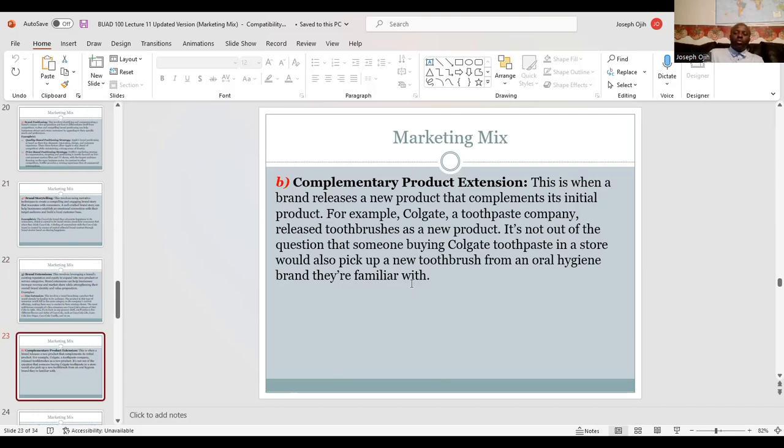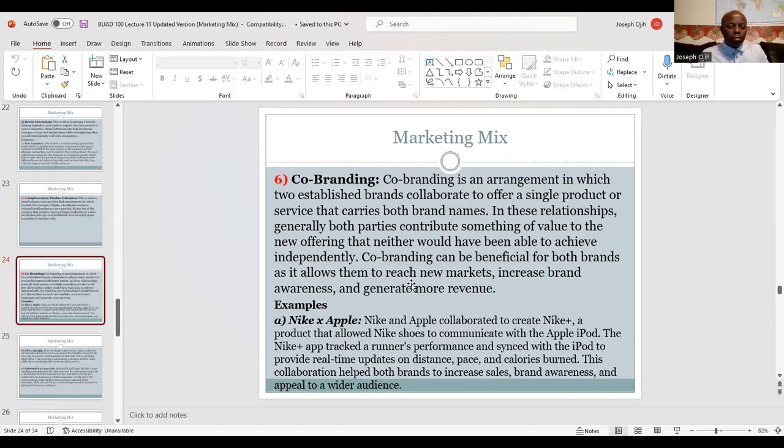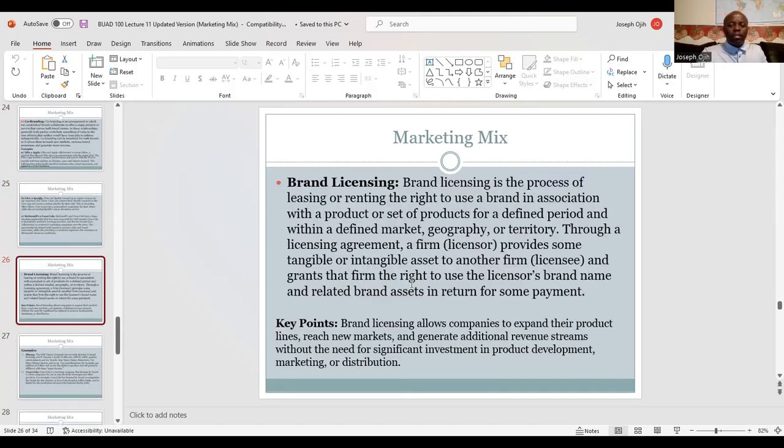As you know, Colgate is a toothpaste company. When they release toothbrushes, which should be complementary to their toothpaste, the people who buy Colgate toothpaste want to buy a Colgate toothbrush. Then the last method of branding is called co-branding.